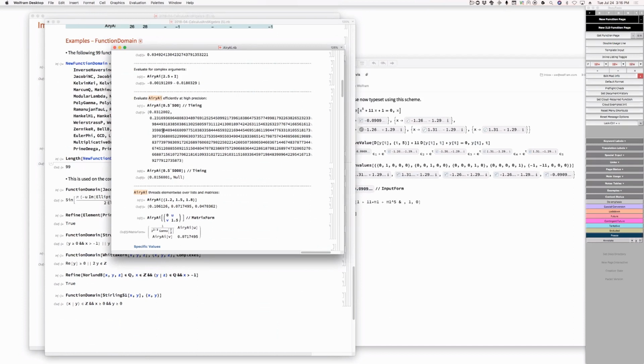I'm certainly confused about why this isn't N of Airy of a half, comma 500. Could be.